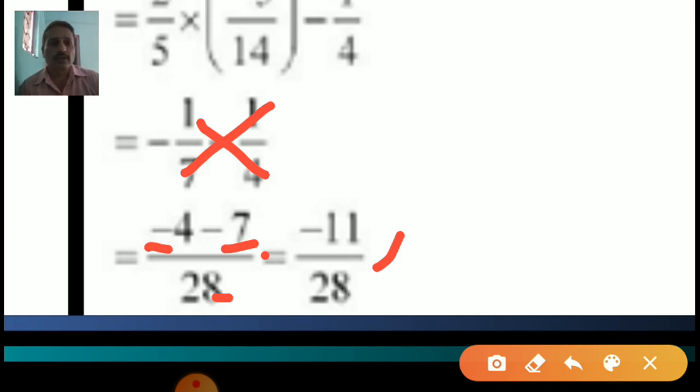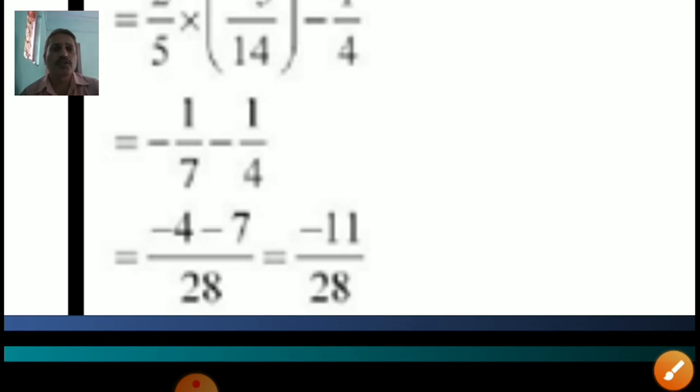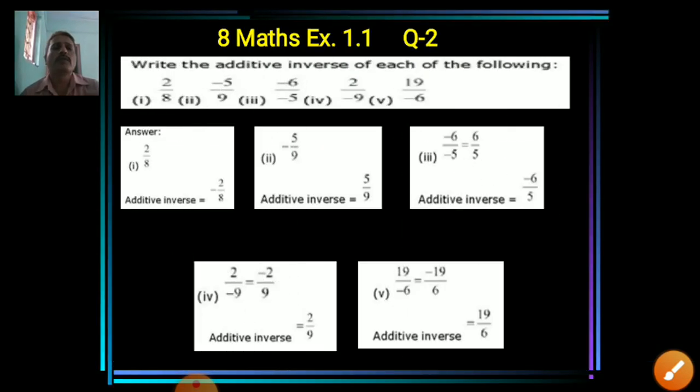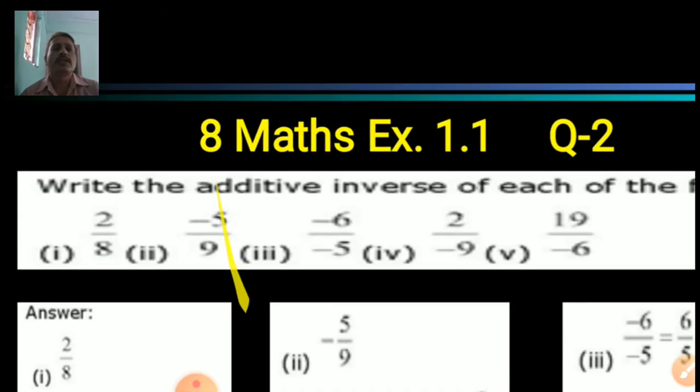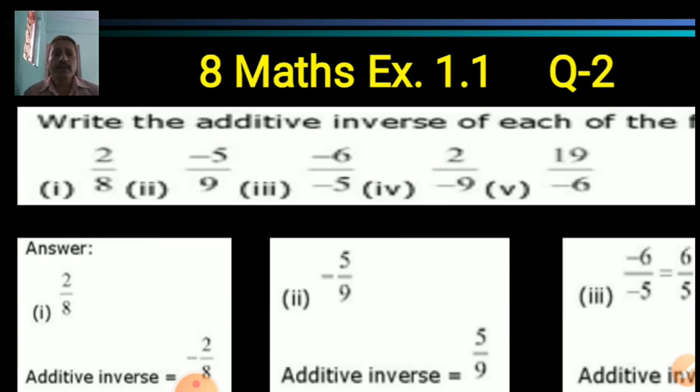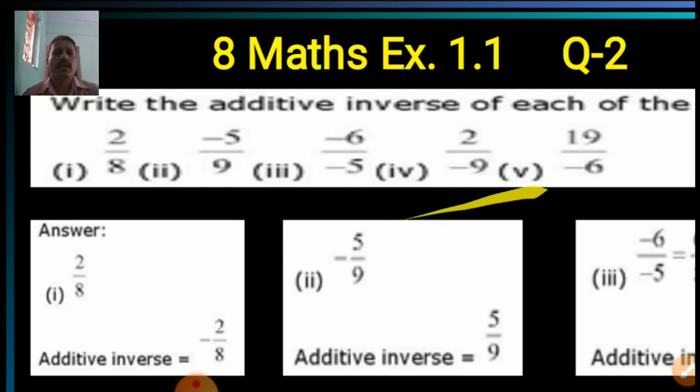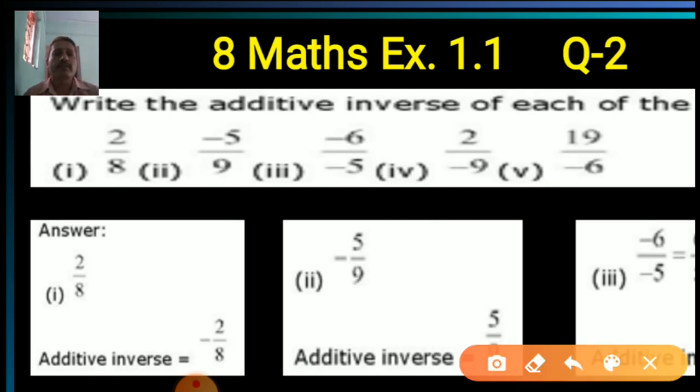I hope so. There are no doubts for the first question. We will go to question number 2. In the same way, write the additive inverse of each of the following numbers. There are 5 numbers given, and this uses the property of additive inverse.